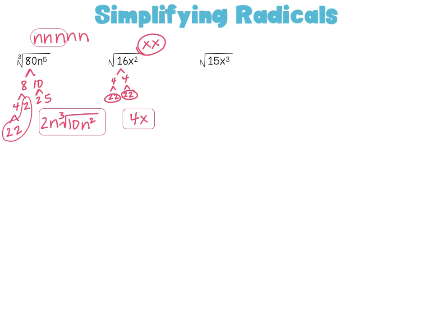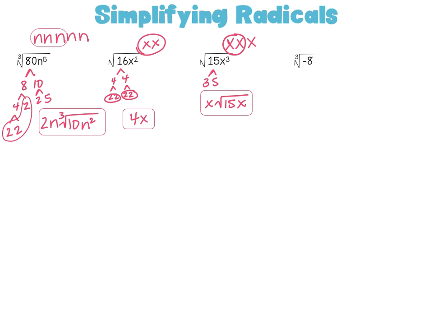All right, let's try it with this example. I'm going to look at my tree, and when I do, there's nothing that I can circle. So the square root of 15 is actually already simplified. So that 15 is going to stay underneath. Really, I only have to look at my X. I've got 3 X's. How many groups of 2 can I make? 1. That means 1 X goes on the outside, and then I have the 1 X left over to go on the inside.